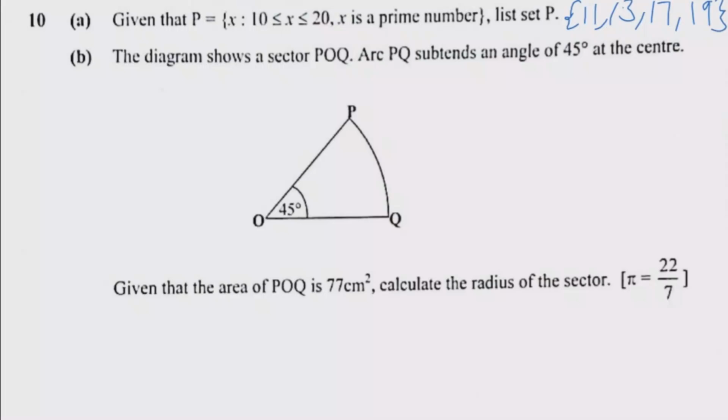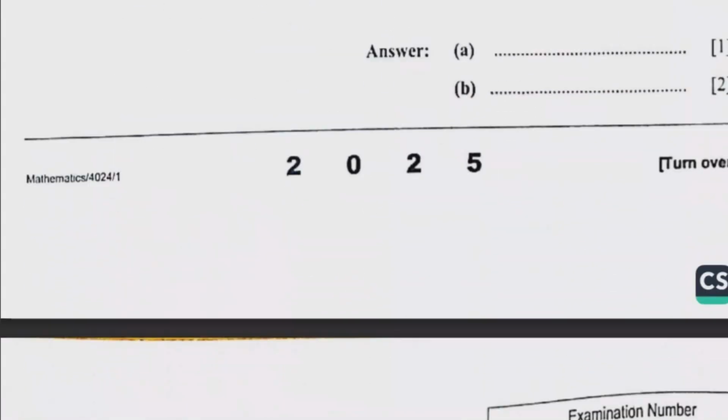So we can go to the area where we're supposed to enter the answer. We say set P is equal to, like that, 11, 13, then after 13 we have 17, then we have 19. These are the elements of set P.